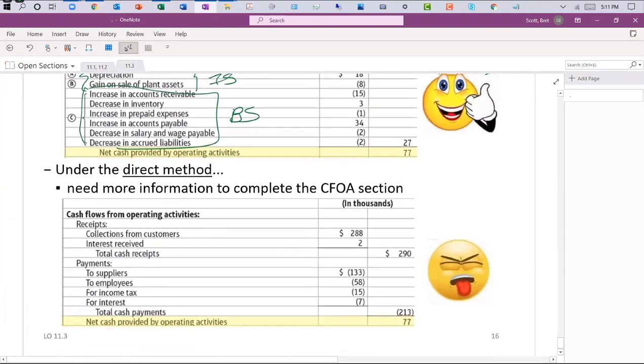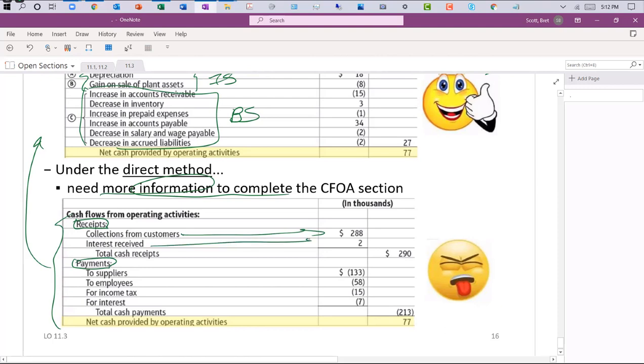The direct method requires a lot more information to complete the cash from operating activities. The CFOA section is very, very different from what we see up above. They have a title, subtitle, receipts and payments, and they quite literally say, here are the collections from our customers. Here's the interest we received. Here's how much we paid to suppliers, employees, taxes, etc. These are not things that you can see come screaming out from the other financial statements. So generally you don't see the direct method, which is why I don't test you guys on the direct method.